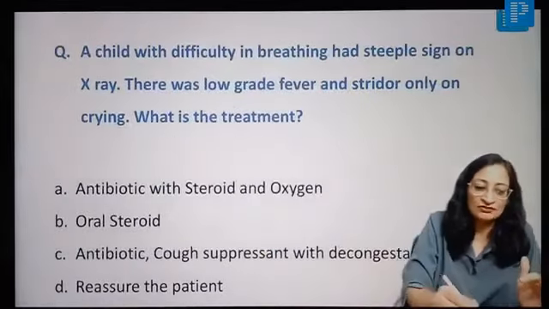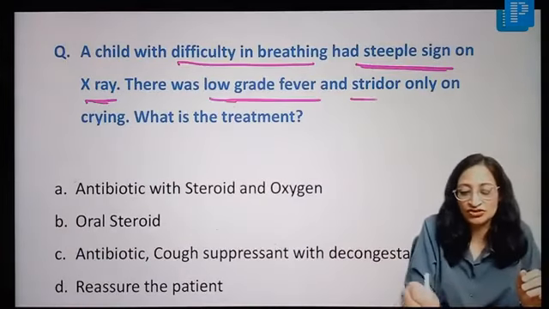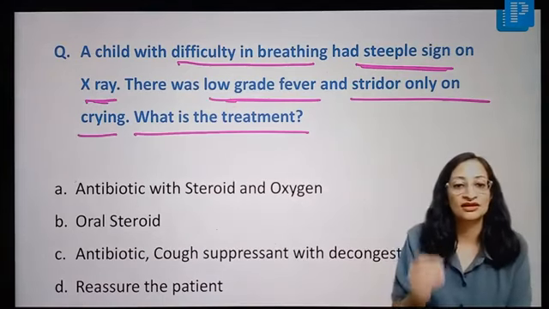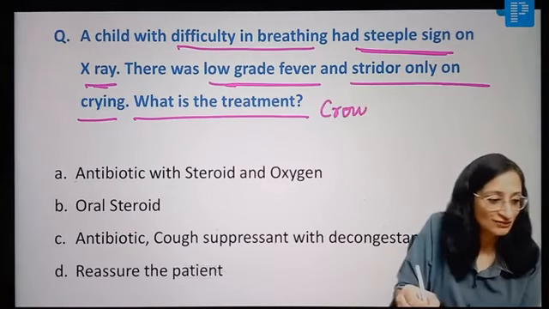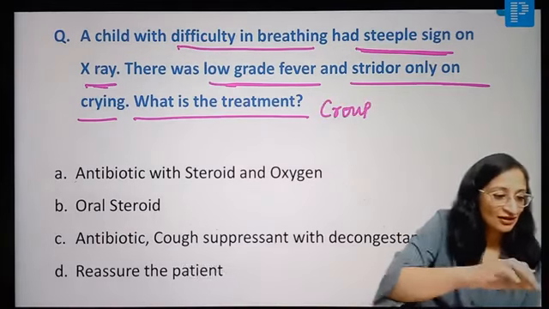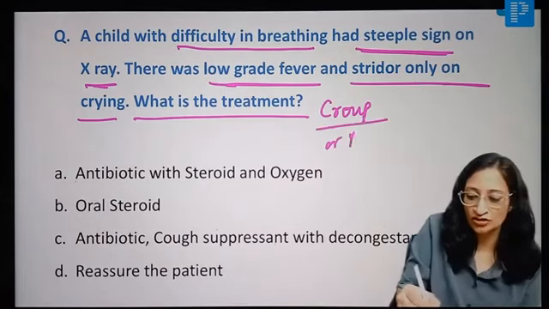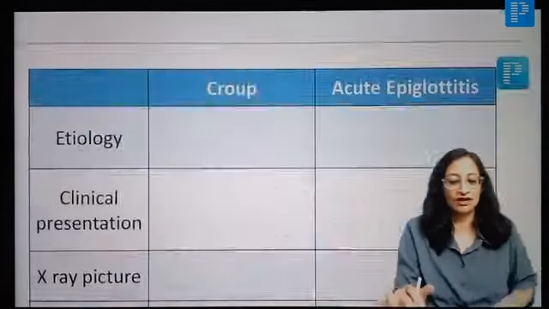A child with difficulty in breathing had a steeple sign on X-ray. There was low-grade fever, and stridor only on crying. What is the treatment? Before treatment, you have to tell me the diagnosis here. Then we'll come to treatment: whether it is antibiotic, oral steroid, or we just reassure the patient. So our diagnosis here is, yes, who will tell me? Very good. Many of you are answering. It is croup, also called acute laryngotracheobronchitis. Let us discuss a little bit about it, then we come back to answer this question.